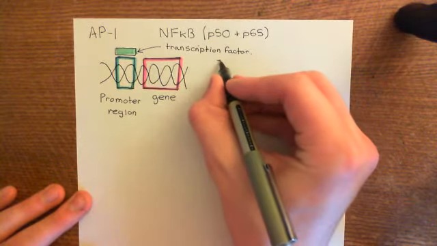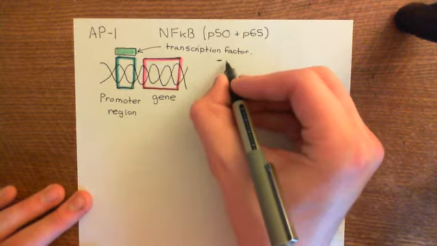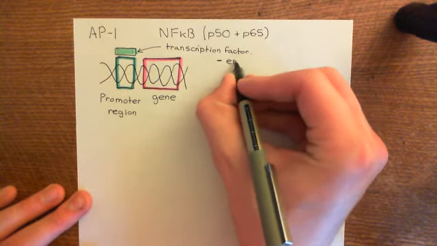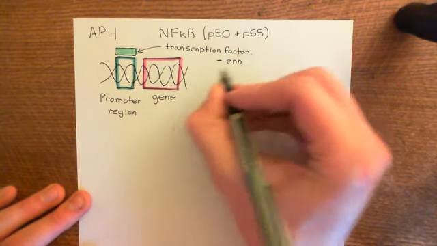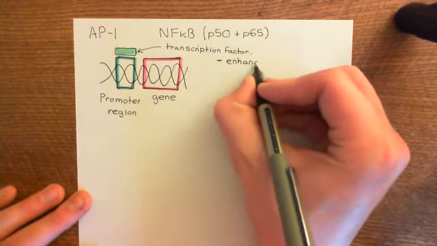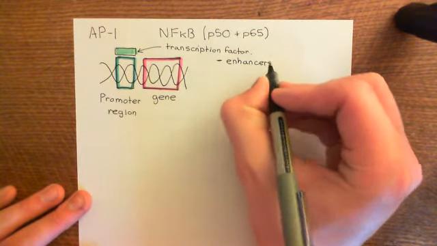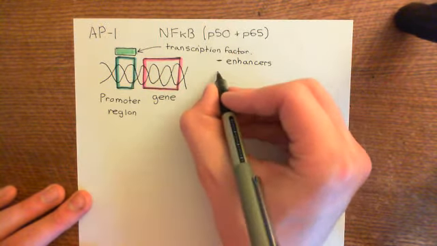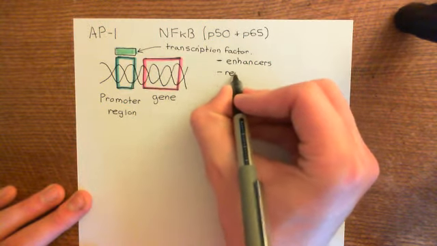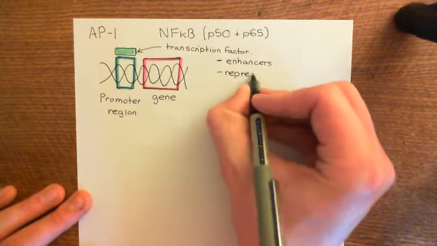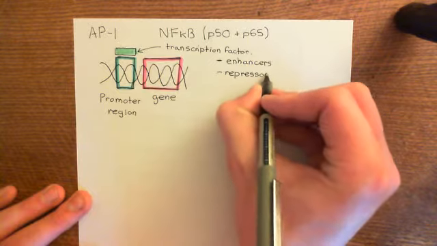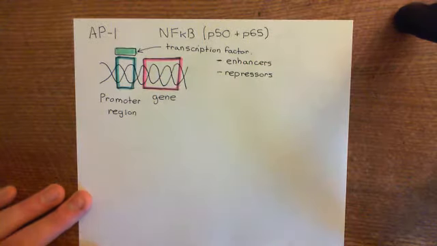And you can have transcription factors that increase the affinity, and they're therefore going to increase the transcription of the gene. So they are enhancers. They're going to increase the protein expression. And you can also have transcription factors that are going to decrease the affinity of the promoter region for RNA polymerase, and they will be repressors. They're going to decrease the production of that protein associated with that gene.